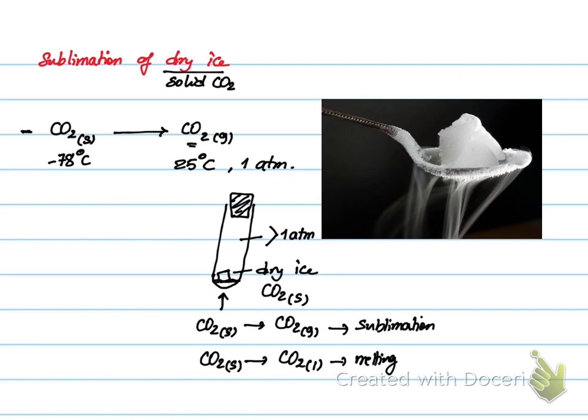This is carbon dioxide solid, which is dry ice, and the white fog is due to the condensation of water vapor in air, due to the very low temperature of dry ice. So dry ice condenses water vapor in air. When it sublimes, it absorbs energy from the air, so the air cools down and water vapor in air condenses.